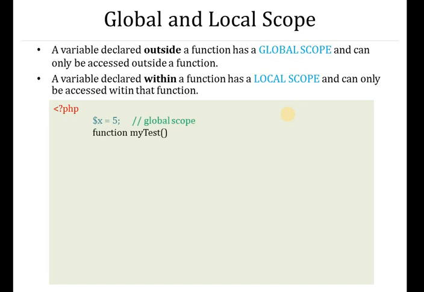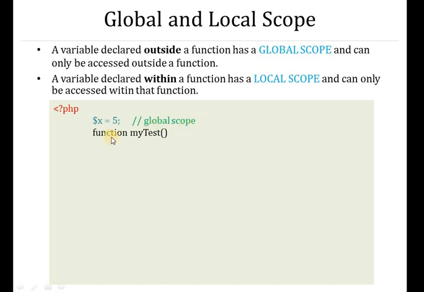Okay, so the PHP script starts. This is the start of the PHP script. Now see this, within the PHP script I have just declared one variable with an initial value of 5. Is this variable declared inside any function? No, so that's why it has a global scope.